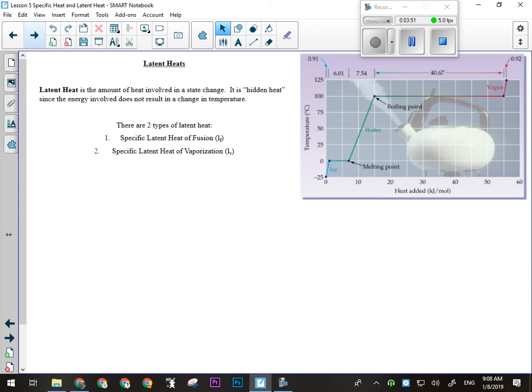Now, when its temperature is increasing, what's happening to the particles of water, the little molecules? What's happening to them?